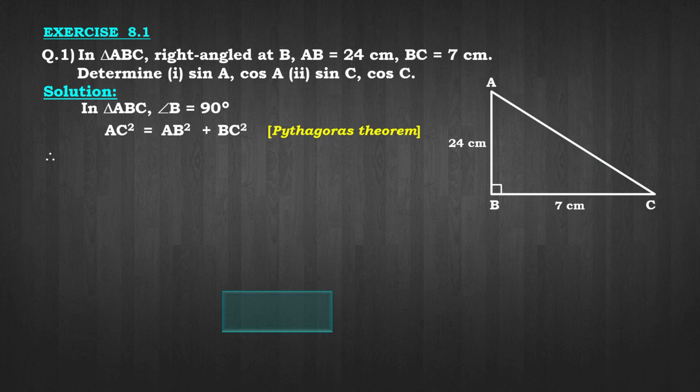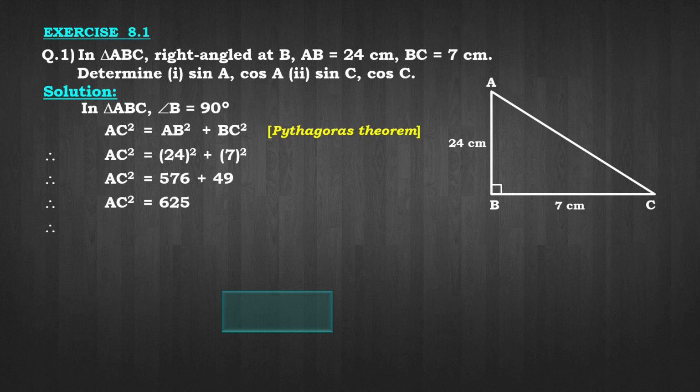Substituting the given values, the square of AC becomes the square of 24 plus the square of 7. This gives 576 plus 49, which equals 625. Taking the square root, we get the length of AC as 25 centimeters.